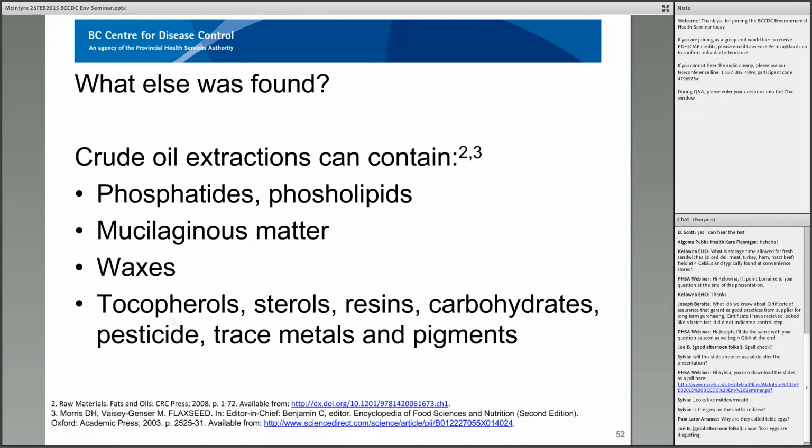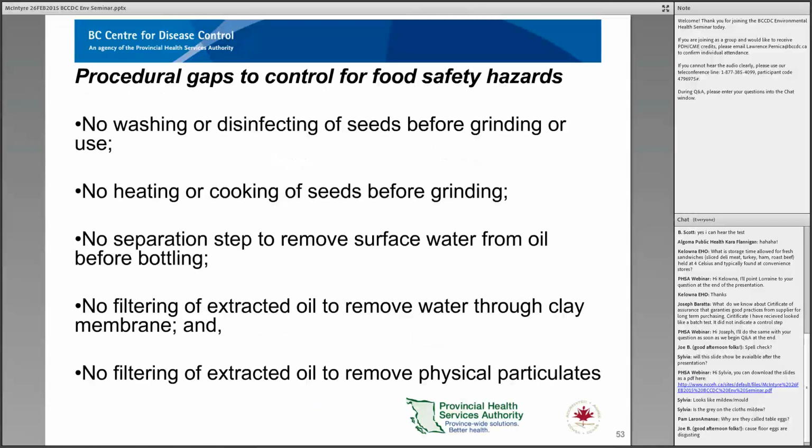They can contain other phosphatides and phospholipids, waxes, mucilaginous matter, which I don't really know what that is, but I didn't think it sounded very good. And other different resins, pherols, sterols, trace metals, things like that, a whole bunch of other things. And these would all normally be removed in a commercial extraction process.